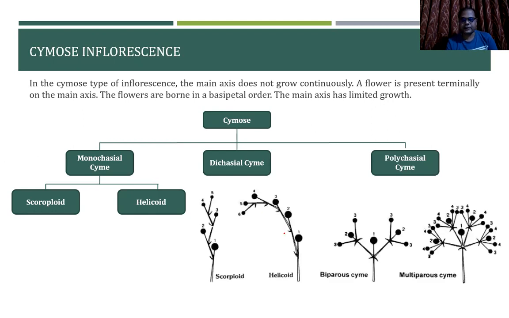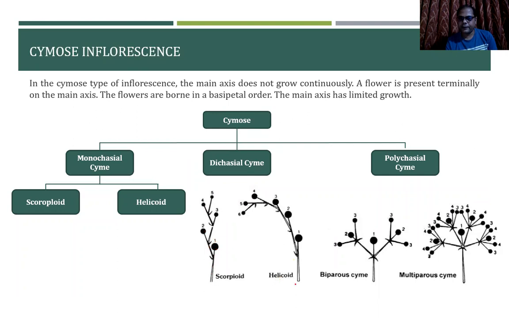If you see the structure, this is the structure of the scorpioid monochasial kind. Then in case of helicoid, it's on the other side. In case of biparous cyme or the dichasial cyme, and this is the structure of the multiparous or the polychasial cyme. Now, what is happening in case of scorpioid is that one flower is originating towards the right side, from the lower part originates one towards the left side, then again right, then left, then right, and so on. But this particular peduncle is terminating as the flower.